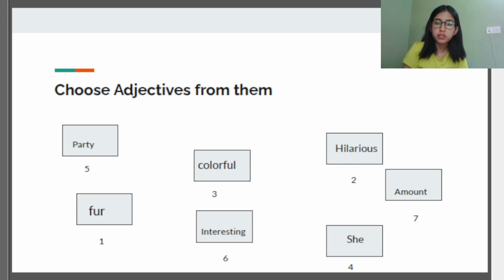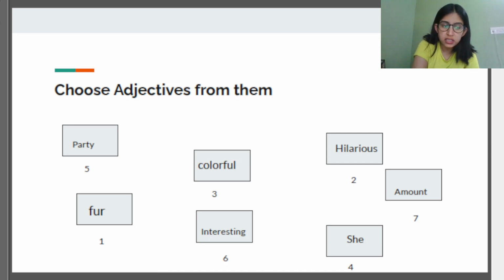Today we'll be starting with another topic, a topic from grammar, and we'll be discussing what we are going to learn today. After that, you will be choosing some of the adjectives that are there on this slide. What different adjectives are you able to see? There is party, colorful, hilarious, amount, she, interesting, for. Which out of these are adjectives and which are not?